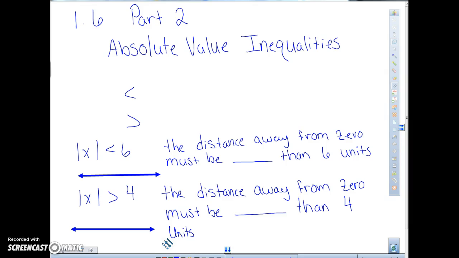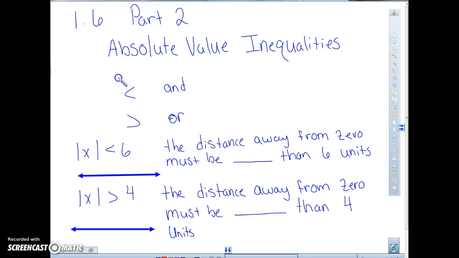So the first thing we need to talk about is the absolute value with an inequality symbol. When we have absolute value and an inequality symbol, you either have an AND statement or you have an OR statement based on which inequality symbol you have. If you have a less than sign, you're going to have an AND statement, and we'll talk about why in just a little bit. If you have a greater than sign, it's going to be OR, and again, we'll talk about that in just a minute.